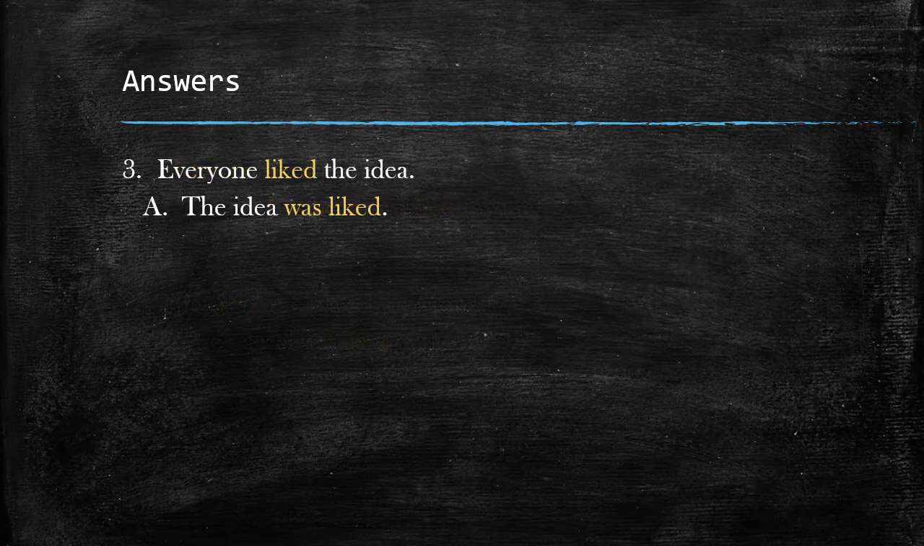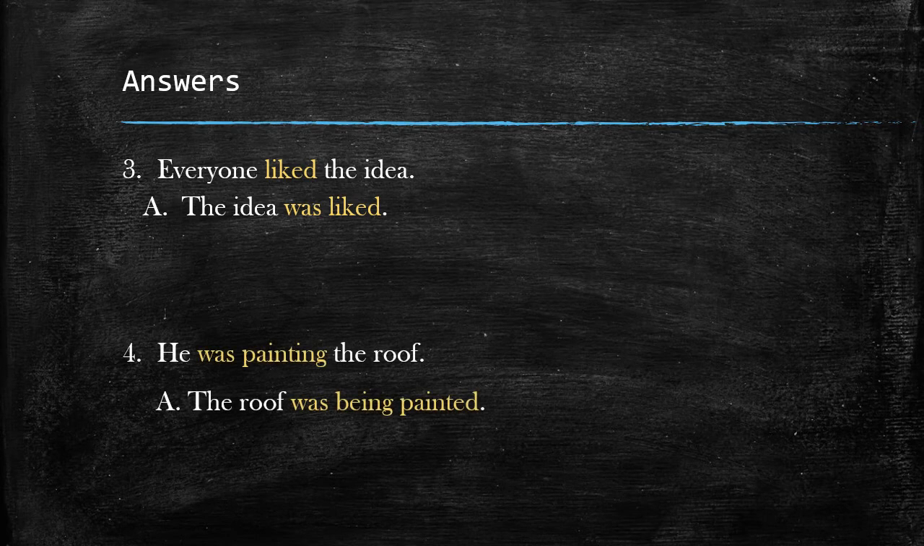Let's look at number 3. Everyone liked the idea. The idea was liked. I think that one is fairly straightforward. Number 4, he was painting the roof. The roof was being painted. We could say by him. Notice that here we are using the past progressive tense.